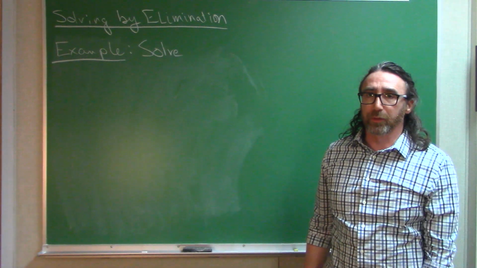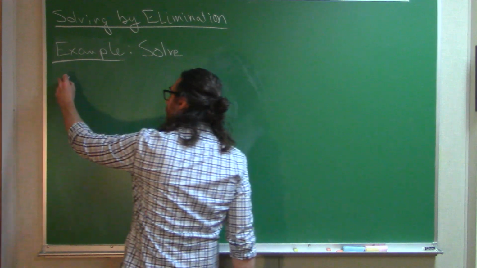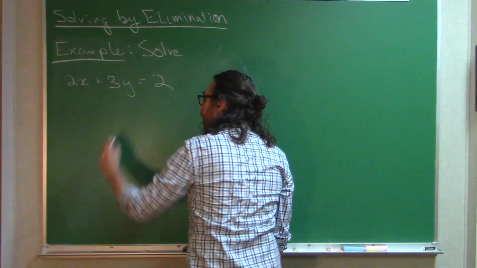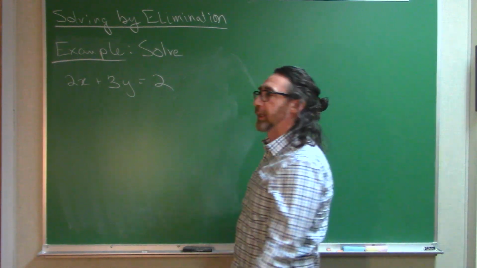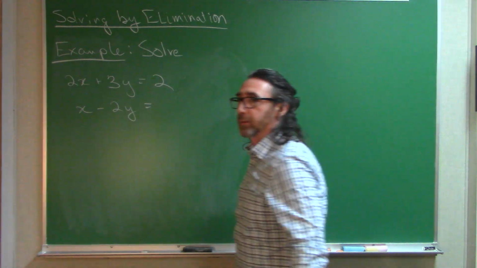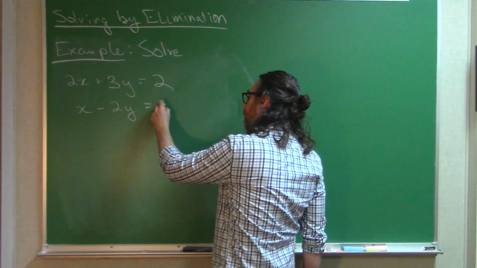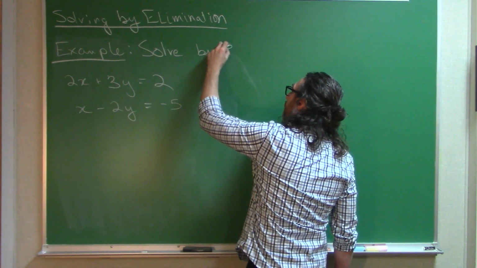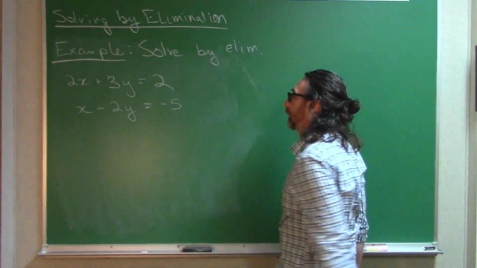So what I want to do is solve this system of equations. 2x plus 3y equals 2. x minus 2y equals negative 5. And we'll solve it by elimination.